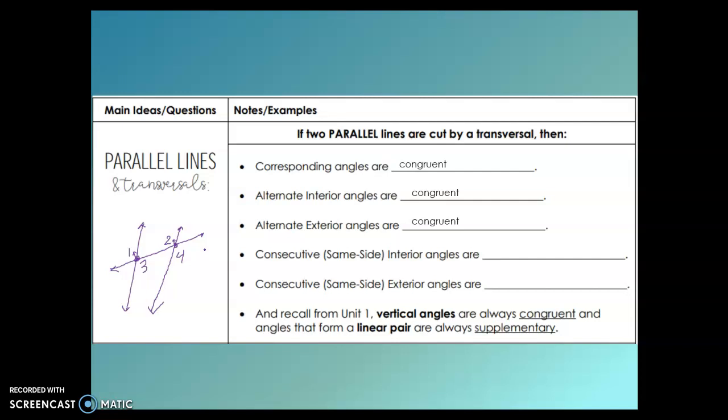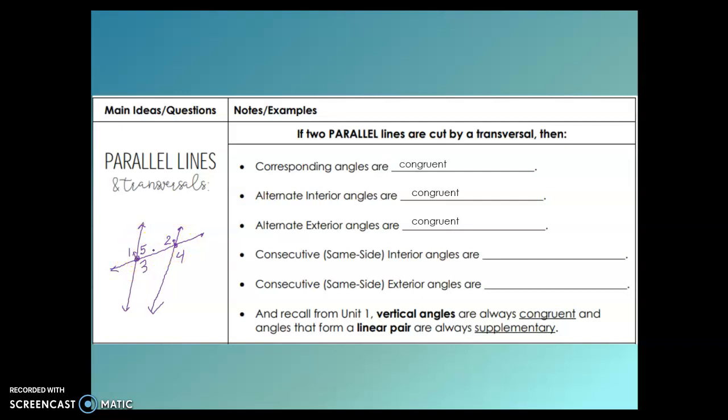Now, consecutive same side interior angles. So let's see, we've got 2 right here, and let's do maybe 5. So 2 and 5, consecutive same side interior angles are not congruent. You can tell that 2 is obtuse and 5 is acute.